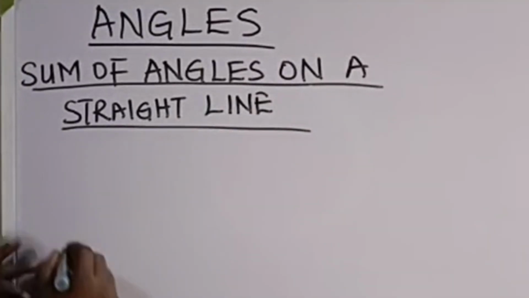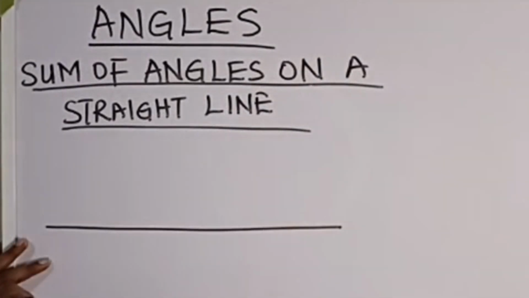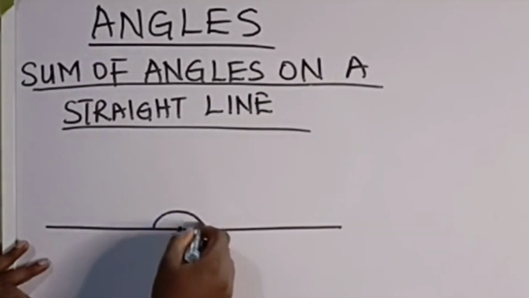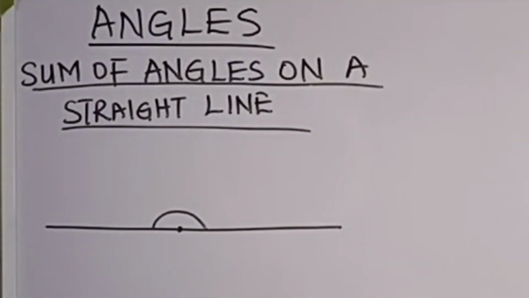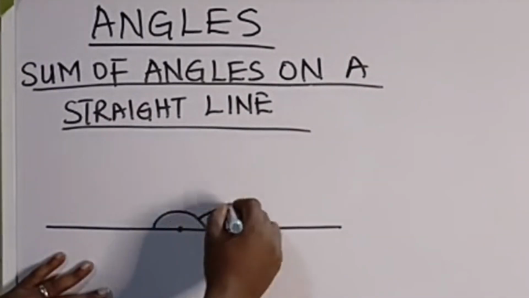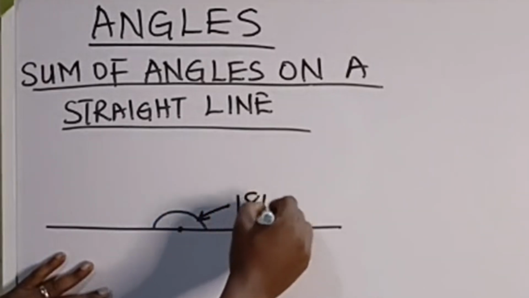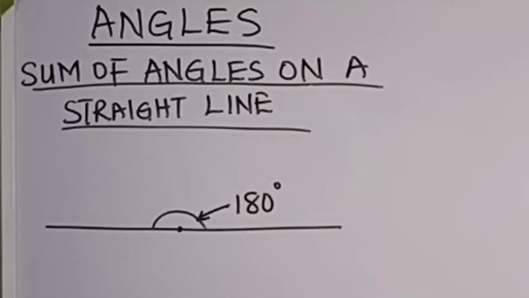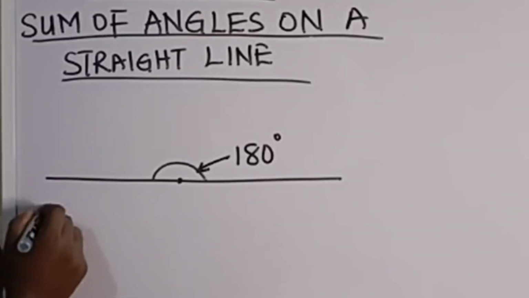So if I have a straight line in this form, if I have a point here, what is the sum of the angles on this straight line? So we have already learned that a straight angle is equal to 180 degrees. So the angles on this straight line is equal to 180 degrees. This means this principle is teaching us that the sum of angles on a straight line is equal to 180 degrees. So let's try that.